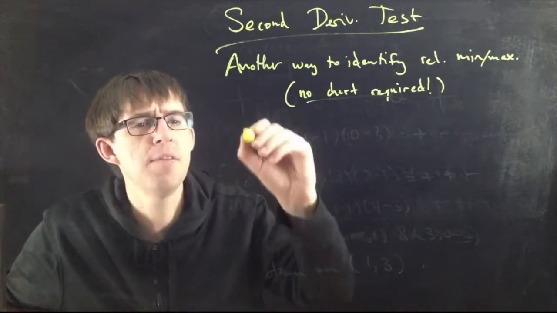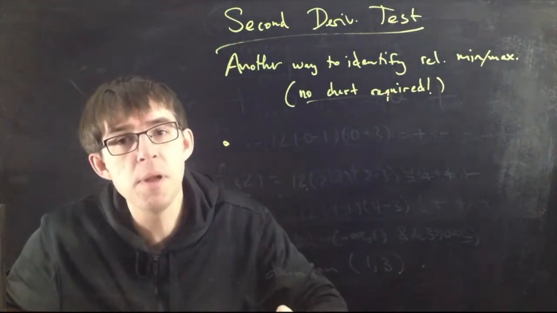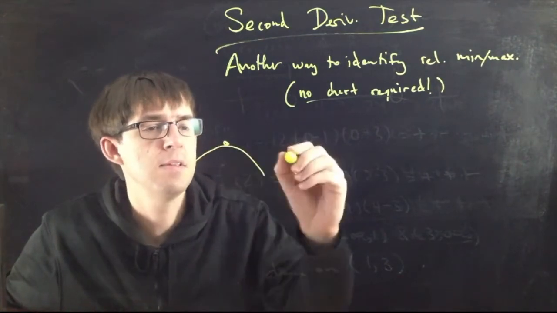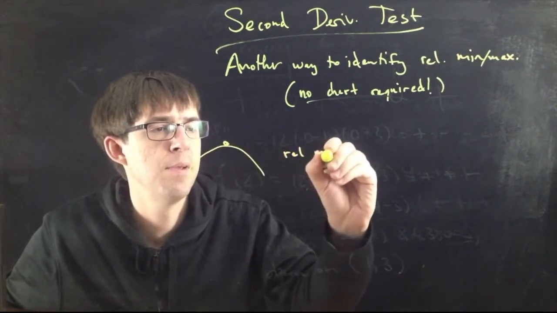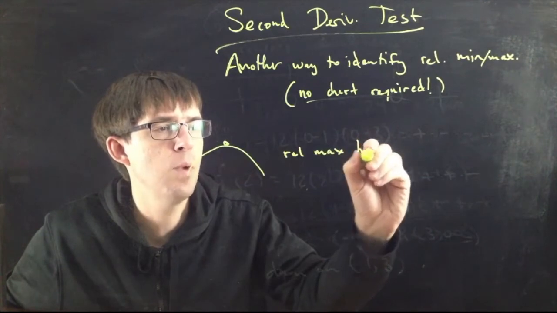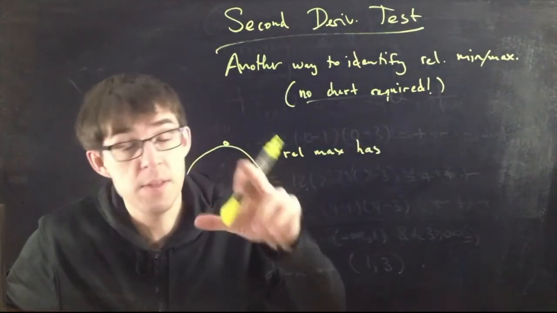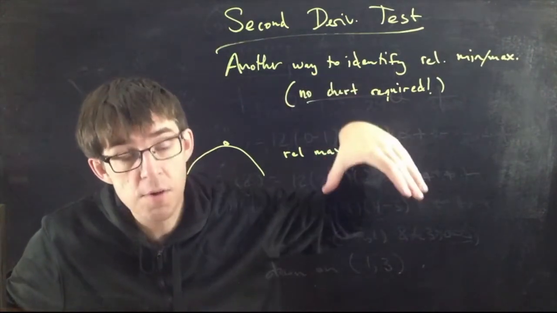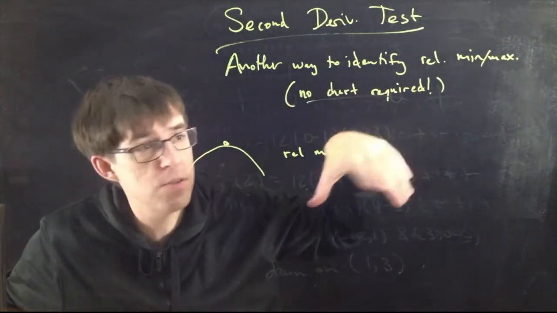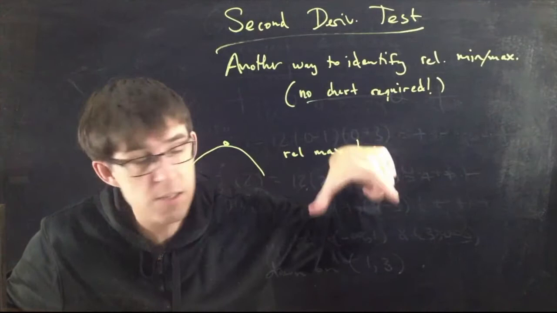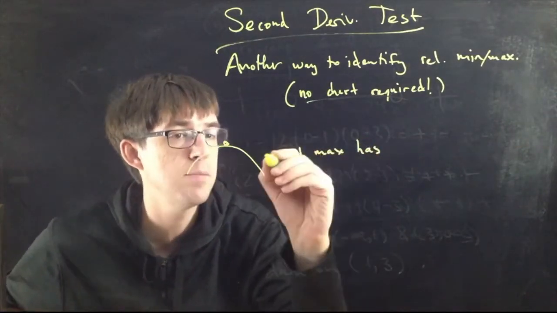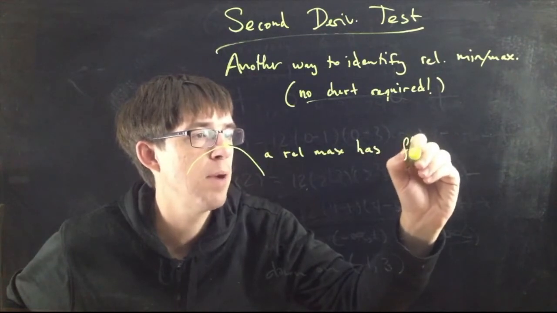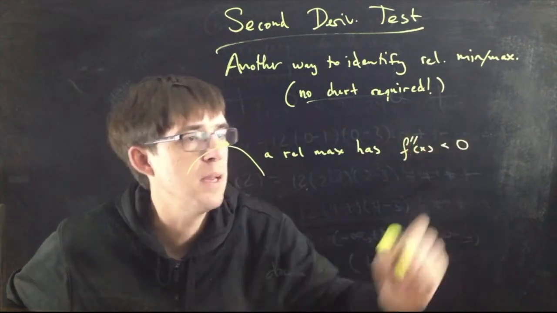Check it out. If you have some point and you're not sure if it's a minimum or a maximum, well, if the curve does that, then it's a maximum. What can you say about the second derivative? In this picture, it's a relative maximum because the curve is going like that. The reason it's a max is because the second derivative is negative. So a relative maximum, this is a fact, has f double prime of x being negative.